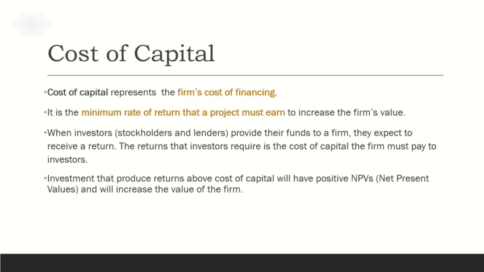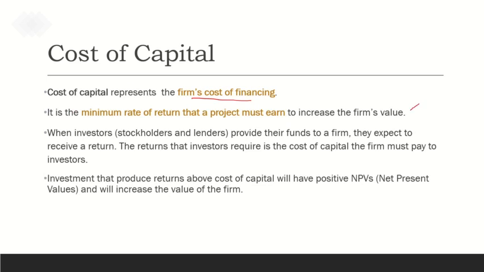So for corporation, if they have different types of financing. Contoh, dia ada bond, dia ada preferred stock, dia ada common stock, dia ada other kind of financing. Macam mana dia nak pastikan berapa kos modal dia? Yeah? So kita kira berdasarkan cost of capital. Yeah? Ia represent the firm's cost of financing. It is the minimum rate of return that a project must earn to increase the firm's value.